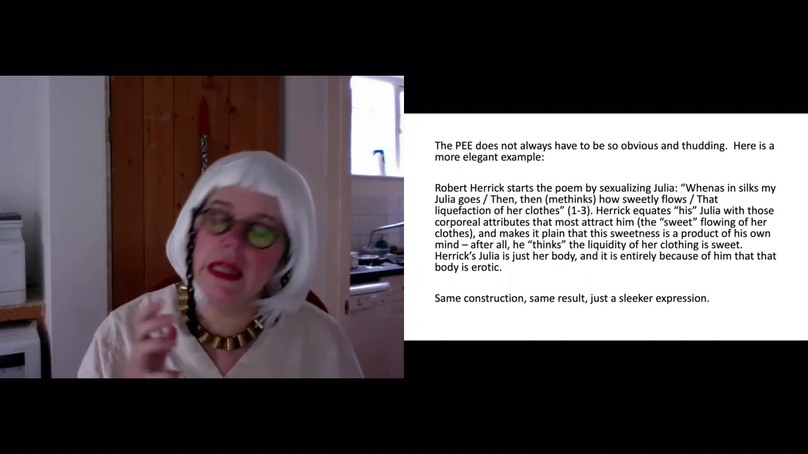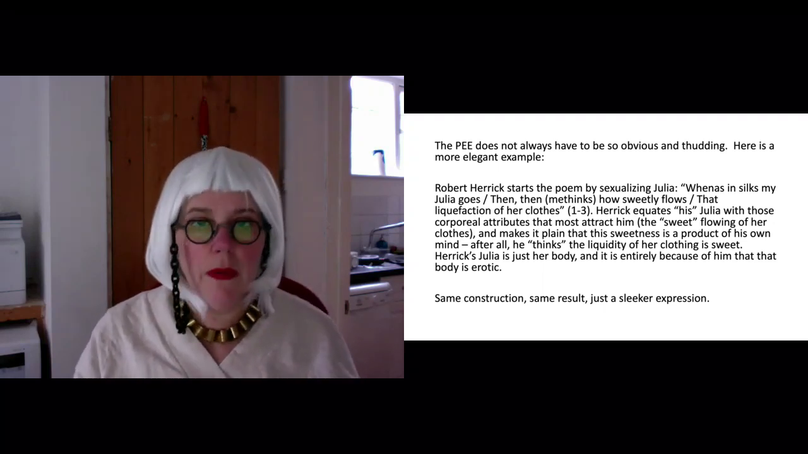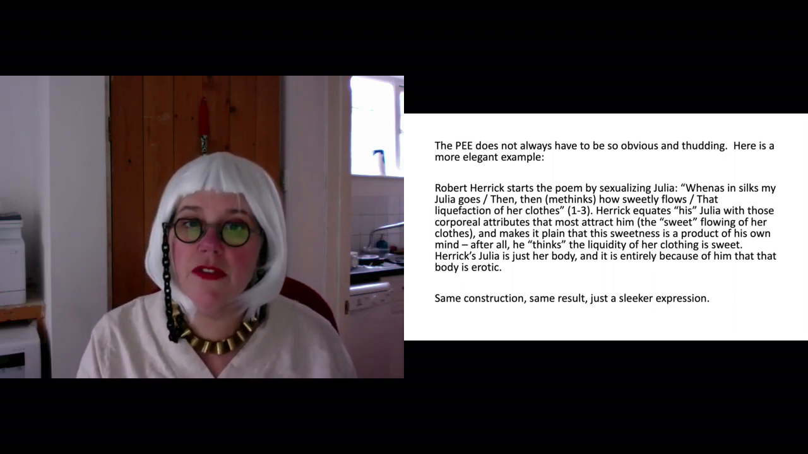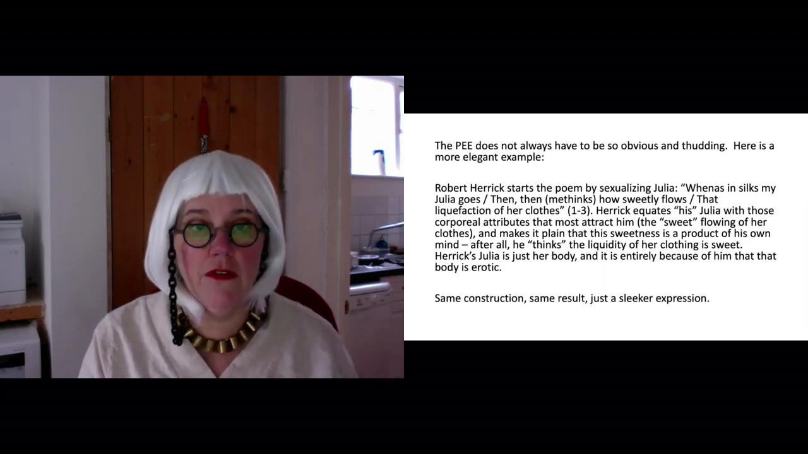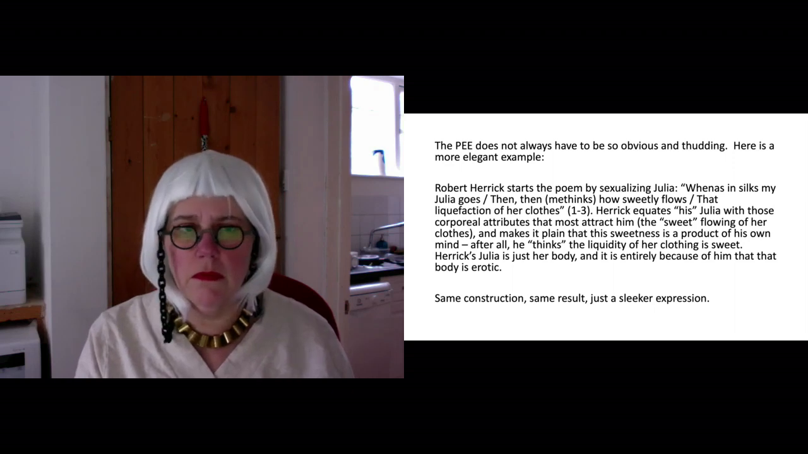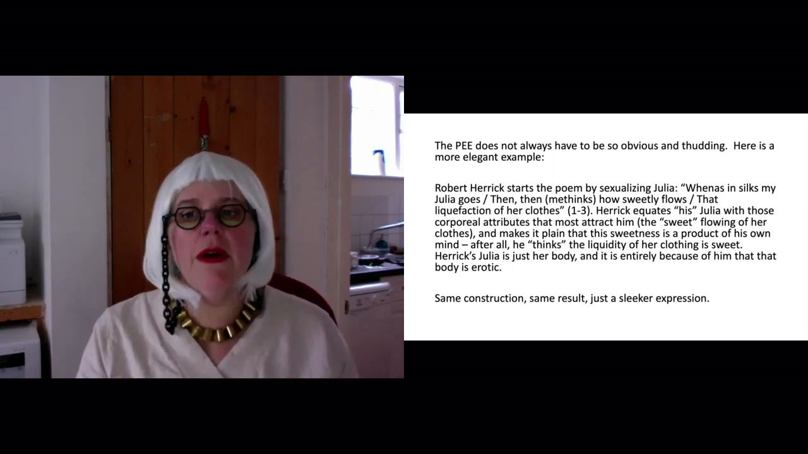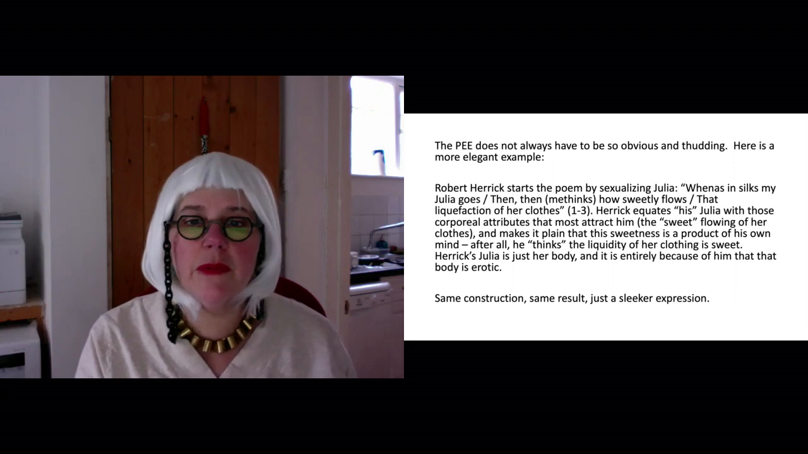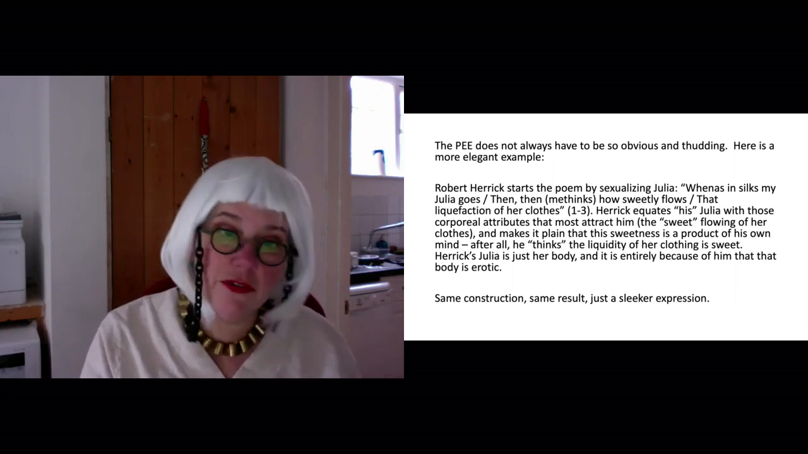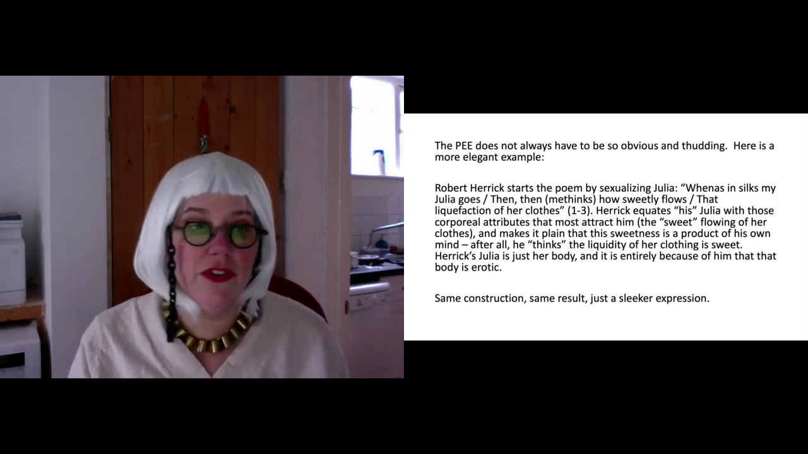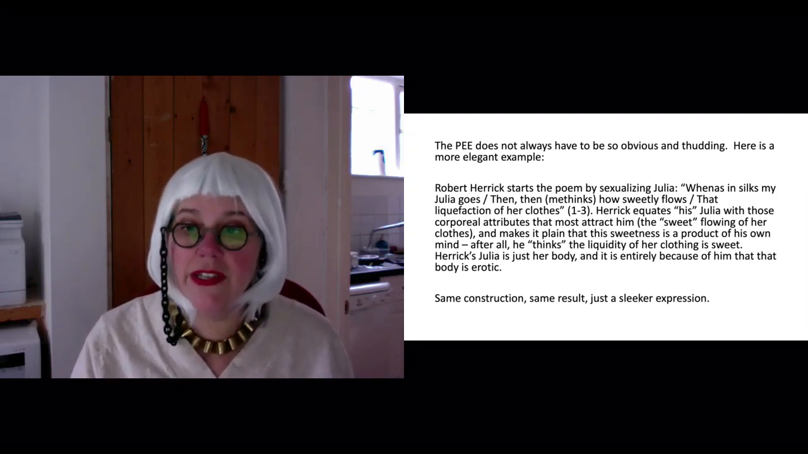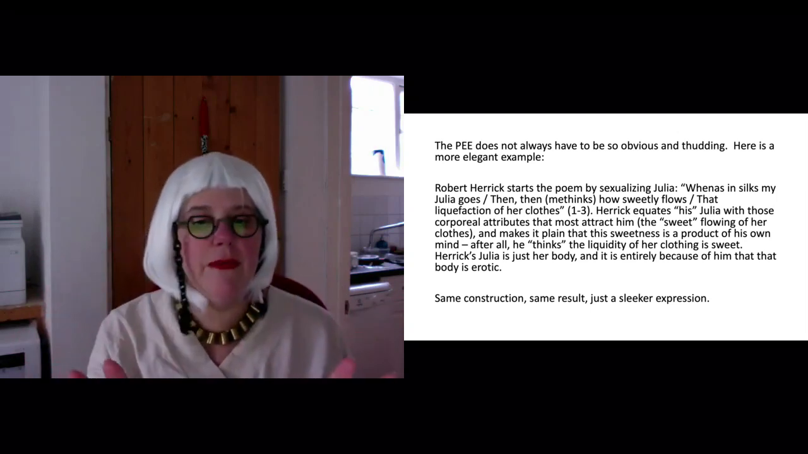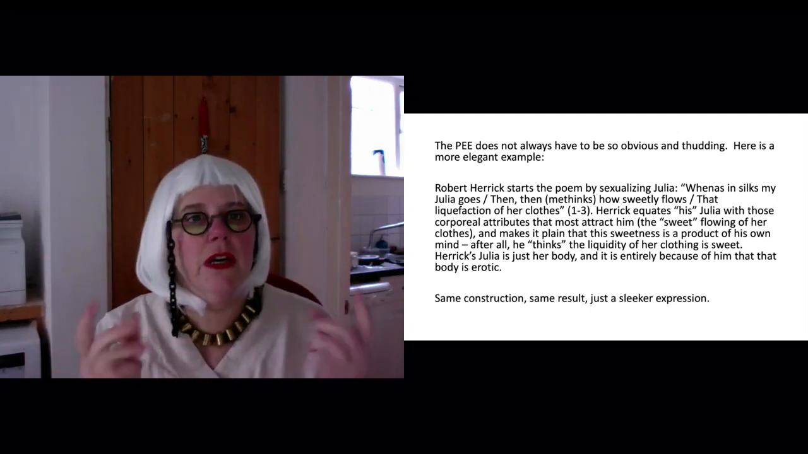So here is a slightly more elegant revision of our paragraph. Robert Herrick starts the poem by sexualizing Julia. "When as in silks my Julia goes, then methinks how sweetly flows that liquefaction of her clothes." Herrick equates his Julia with those corporeal attributes that most attract him, the sweet flowing of her clothes, and makes it plain that this sweetness is a product of his own mind. After all, he thinks the liquidity of her clothing is sweet. Herrick's Julia is just her body, and it is entirely because of him that that body is erotic. Exactly the same construction, exactly the same elements, same result, just a sleeker expression. This is the power of revision.